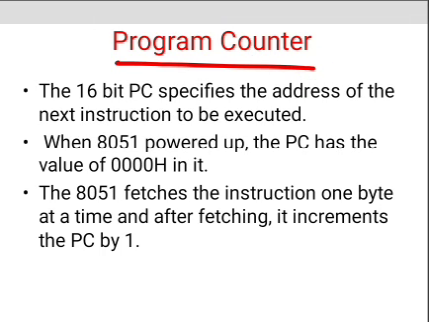Next is the program counter, PC. It is a 16-bit register. The 16-bit PC specifies the address of the next instruction to be executed. When the 8051 is powered up, the PC has the value of 0000H in it. That means after reset, the PC will be set to 0000H and the CPU will start executing the first instruction stored at memory location 0000H.